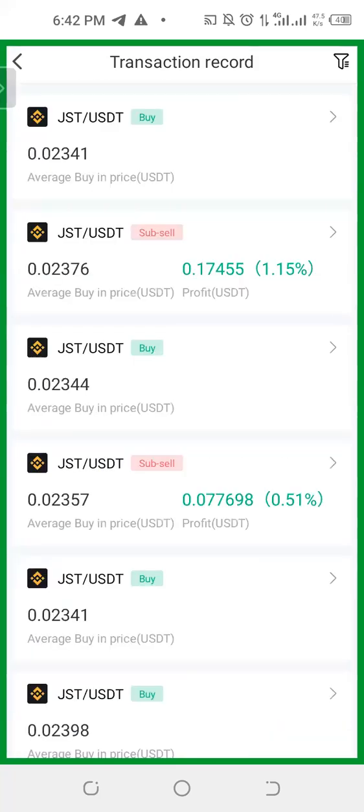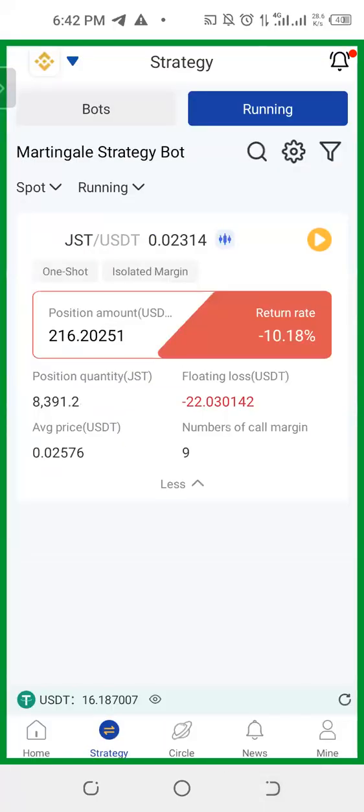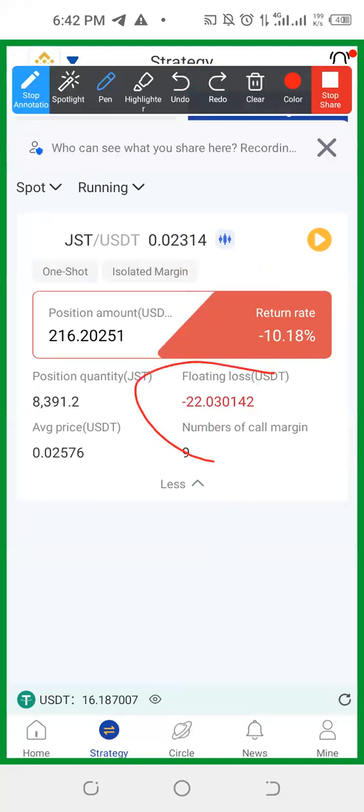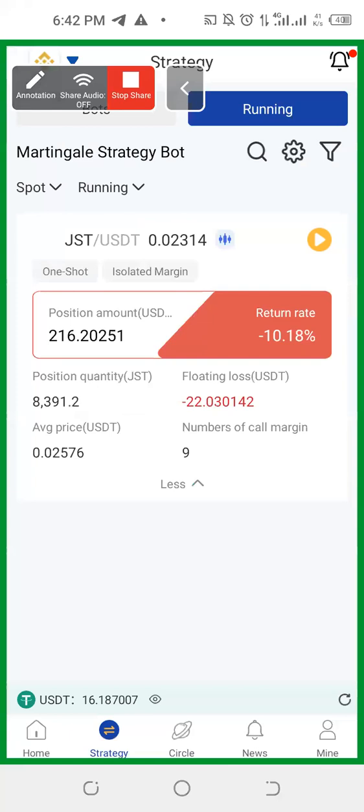1, 2, 3 times. So I have to be very patient because I can't afford to sell this coin at a loss of -$22. So I have to just be very patient. I have to be very patient.